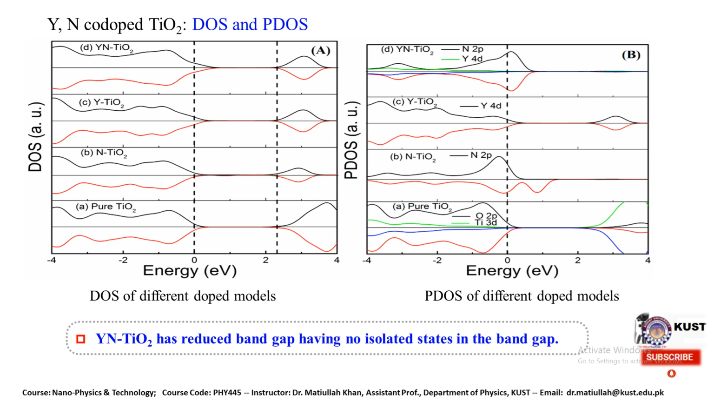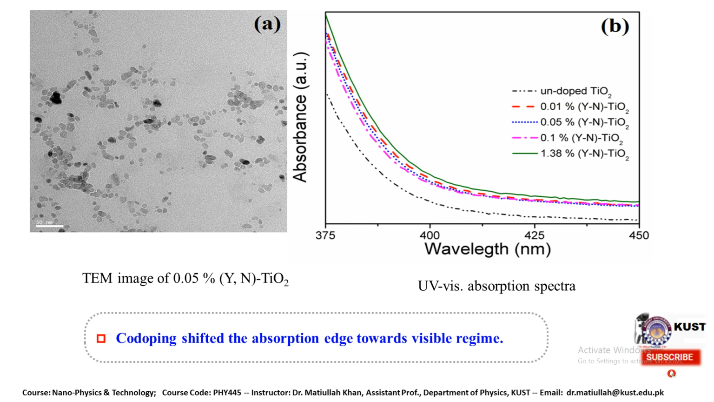So this reduction in the band gap allows visible light photons to be absorbed, leading to the shifting of the absorption edge toward the visible regime. So it's also possible that we can change the electronic structure of the material, and that will lead to changing the optical properties of the material. So it's both linked with each other.